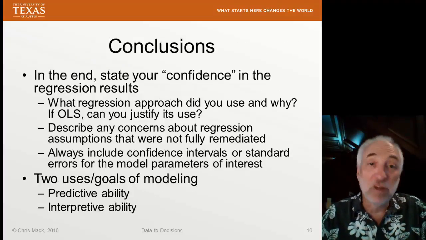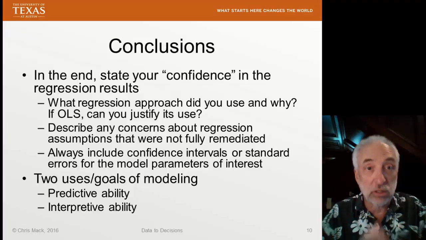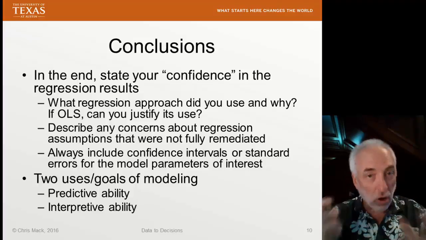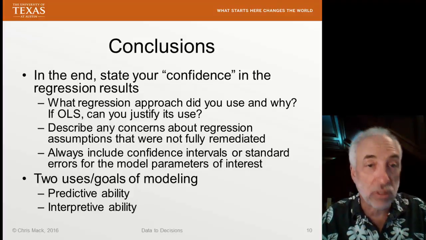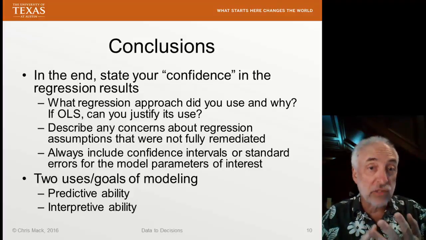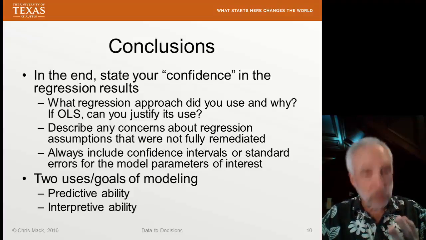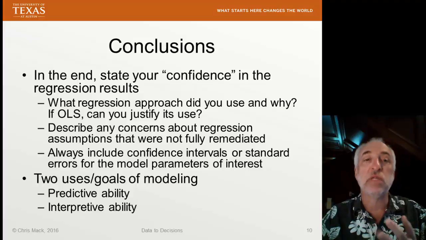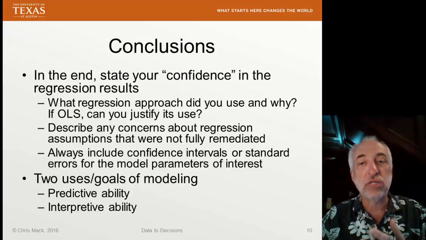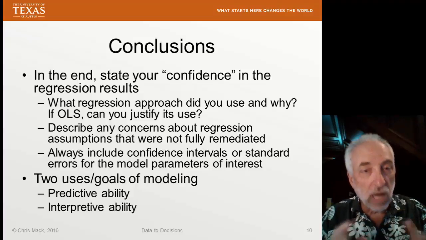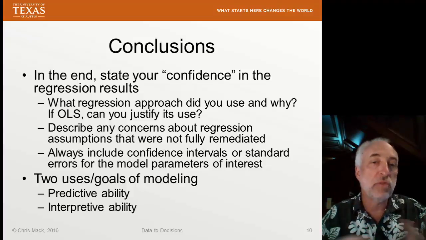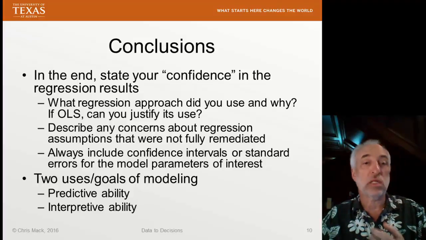And finally, after we've done all of this, we have a model, we have a result. Present those results. When you present regression results, you always need to talk about your confidence in those results. You need to talk about which regression approach you used and why you used it. If you used OLS, can you justify all of these assumptions? You need to explain why you believe the assumptions of OLS are valid. If there are any regression assumptions that were not met and not fully remediated, you need to talk about what those are so that people can evaluate whether to trust the results because of that.